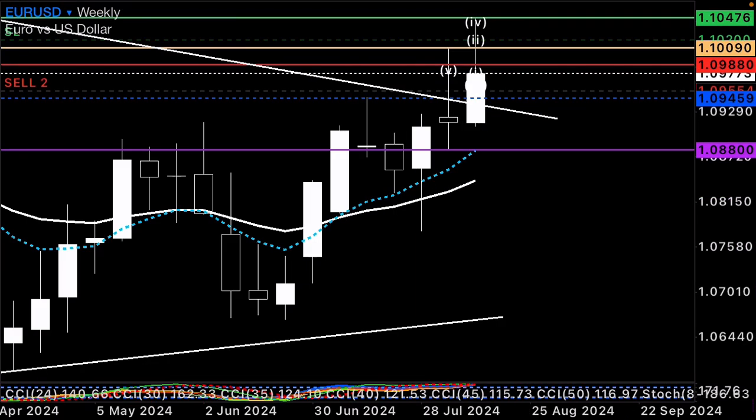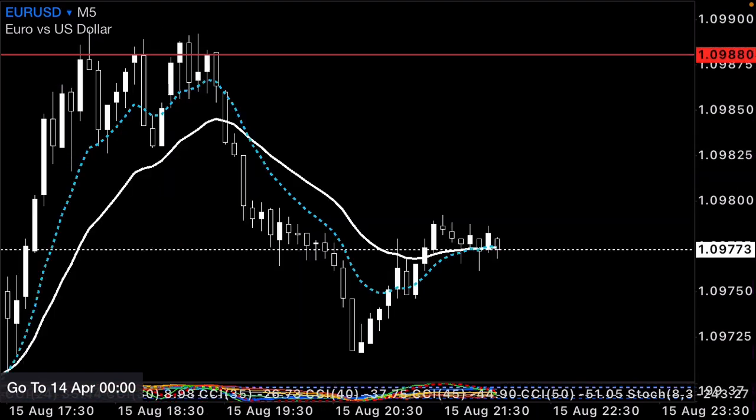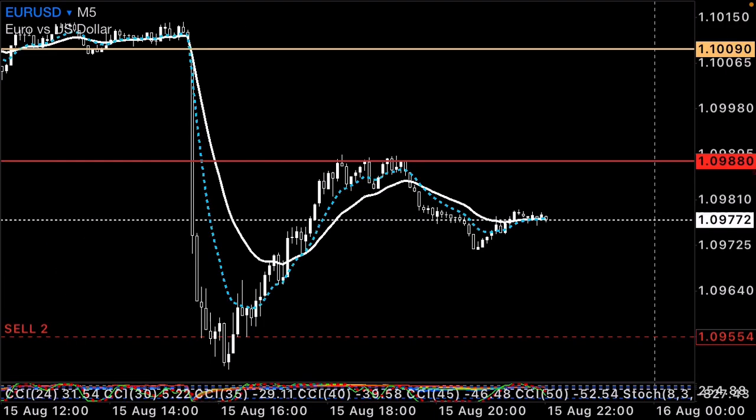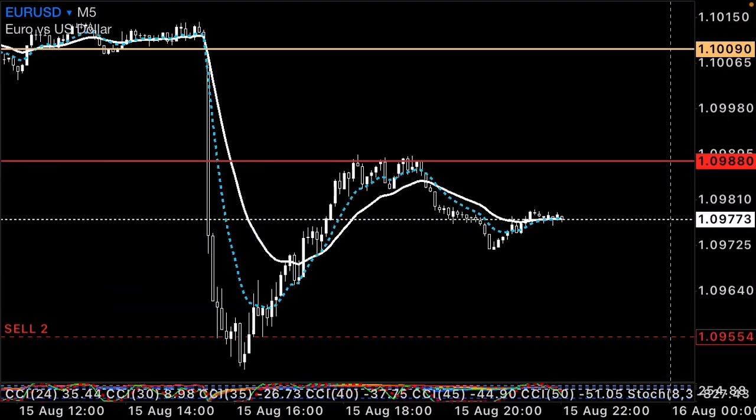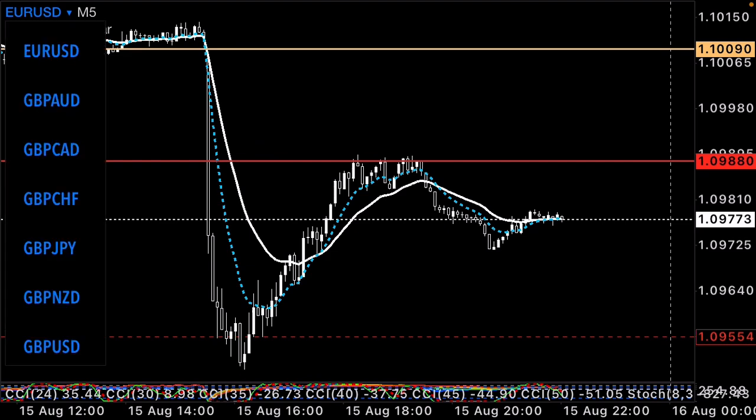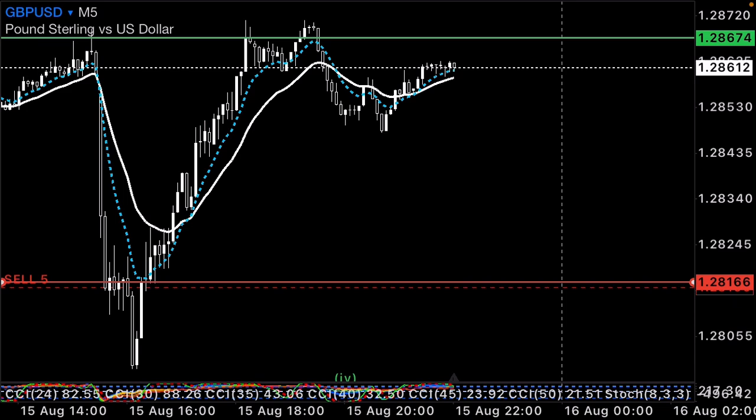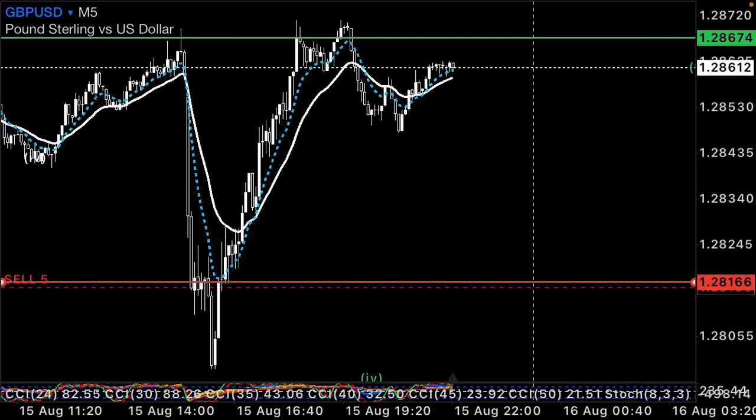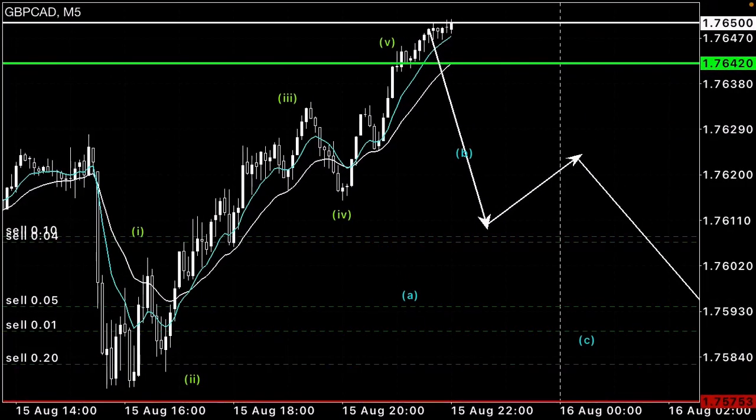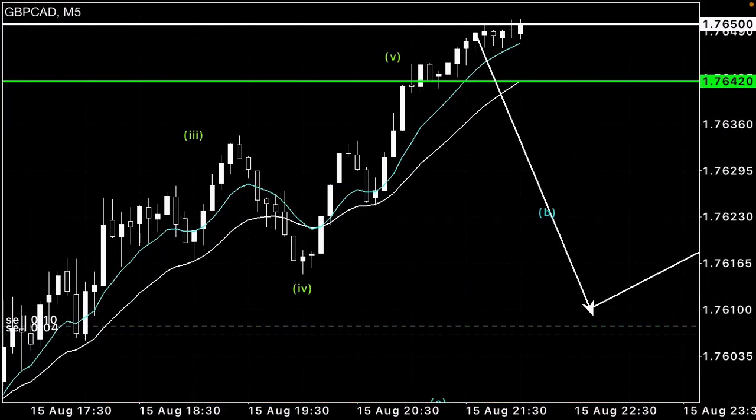So once again there's the euro dollar. Hopefully it wants to go down. And then there's the pound dollar again, so hopefully it wants to go down. And then this will hopefully go down.